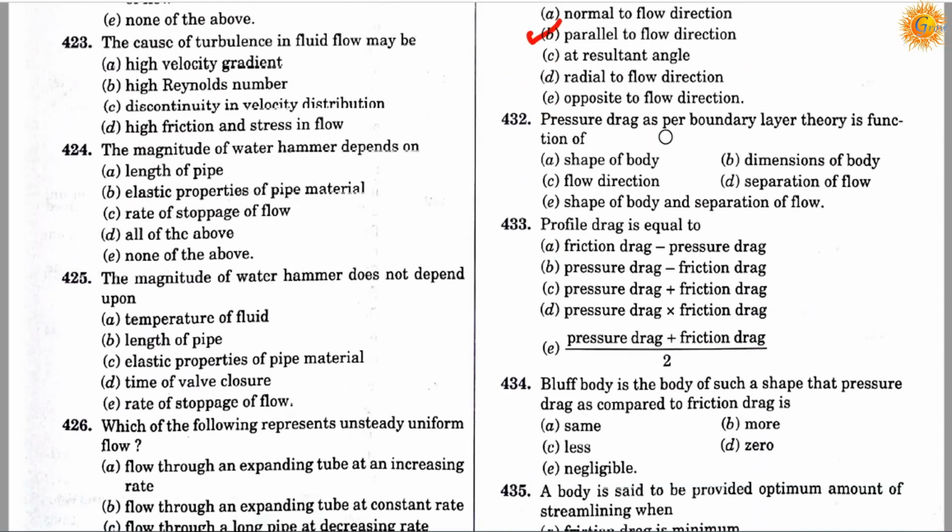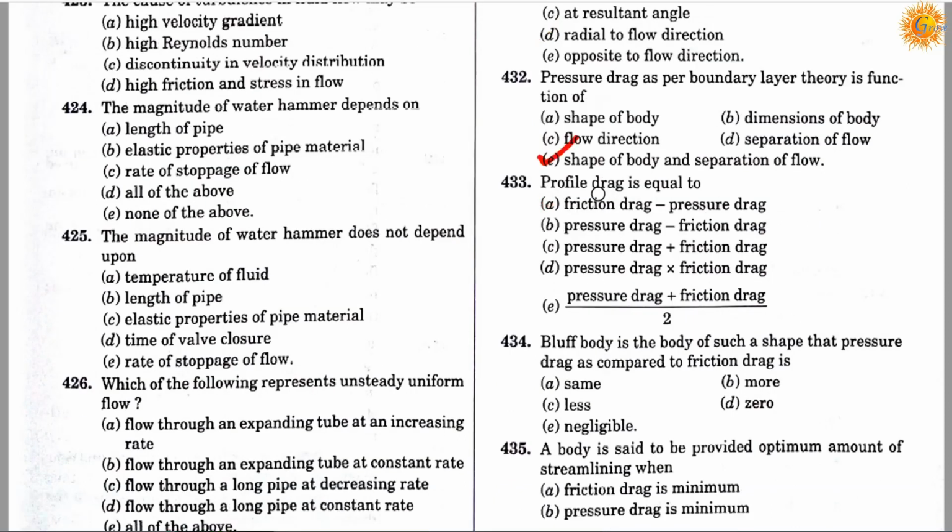Question number 432. Pressure drag as per boundary layer theory is a function of: option A, shape of body; option B, dimensions of body; option C, flow direction; option D, separation of flow; option E, shape of body and separation of flow. So the correct answer is E. It will be shape of body and separation of flow.